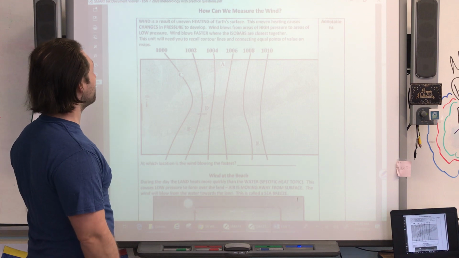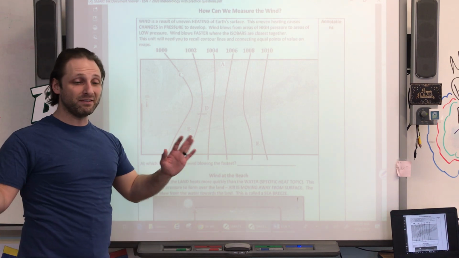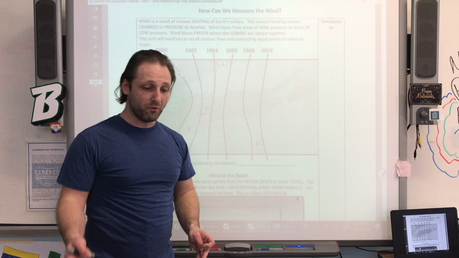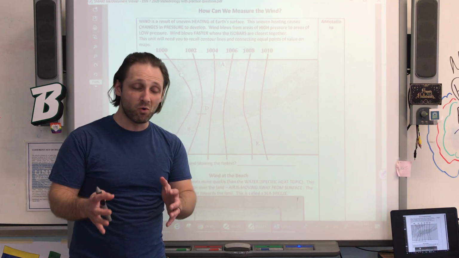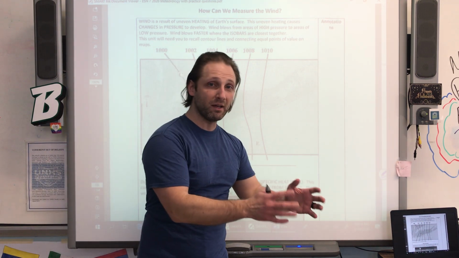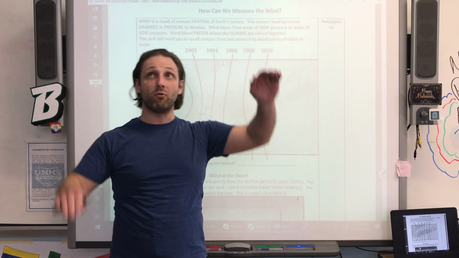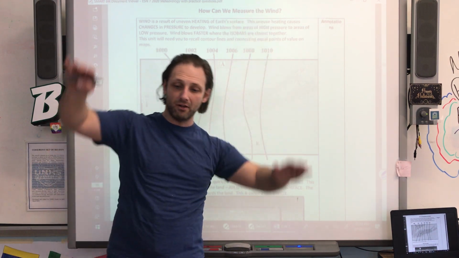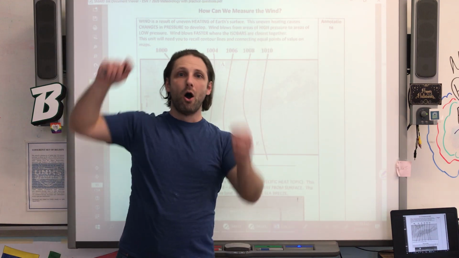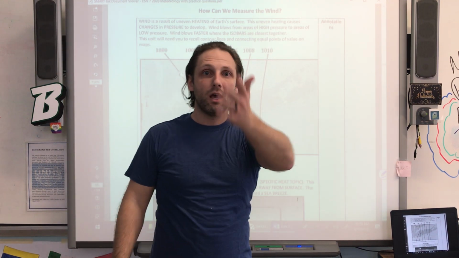How can we measure the wind? Wind is a result of uneven heating on Earth's surface. So if you've got a place that's heating more than another place that might be on the cooler side, you're going to be causing air to move, and it might rise in one place, sink in another, and it's all got to fill in.